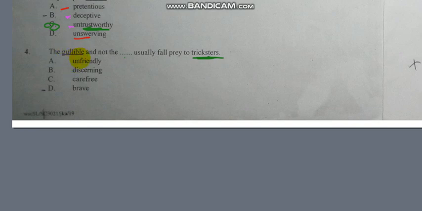If you are not gullible, does that mean you're unfriendly? Completely not. So we get rid of unfriendly. Discerning, it may have to do. It's actually an answer. Someone who is discerning can see at the bottom of something. They can see clearly. Okay? So the moment you try to lie to them, you cannot trick them because they can see clearly. So it's actually our answer.